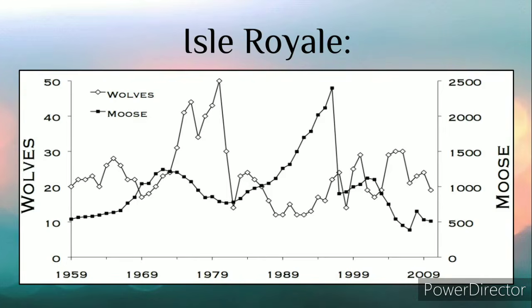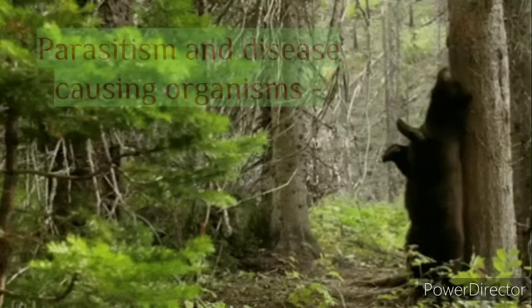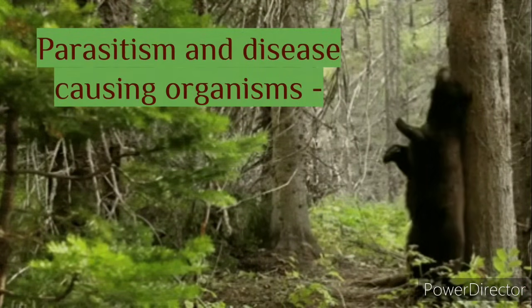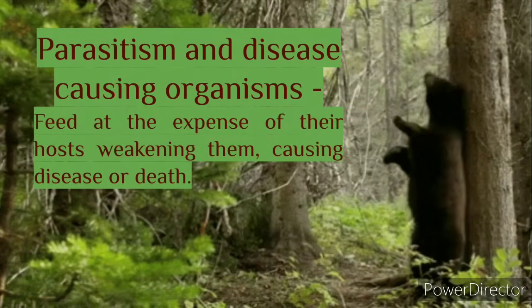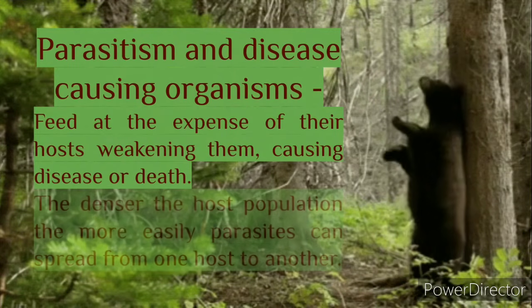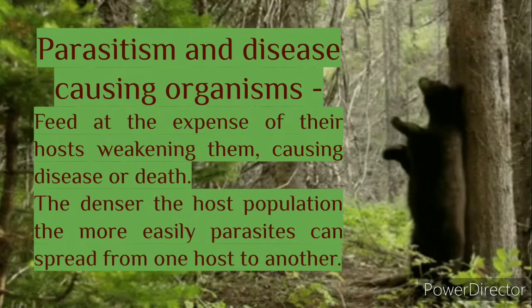And this same idea is going to happen between plants and herbivores, as we mentioned in an example between a white-tailed deer and its favorite type of grass. Another limiting factor is parasites and disease-causing organisms. For example, things like ticks, which will feed at the expense of their host, weakening the host and causing disease or death. And so this depends on how many hosts there are, since the denser the host population, the more easily parasites can spread from one host to another.